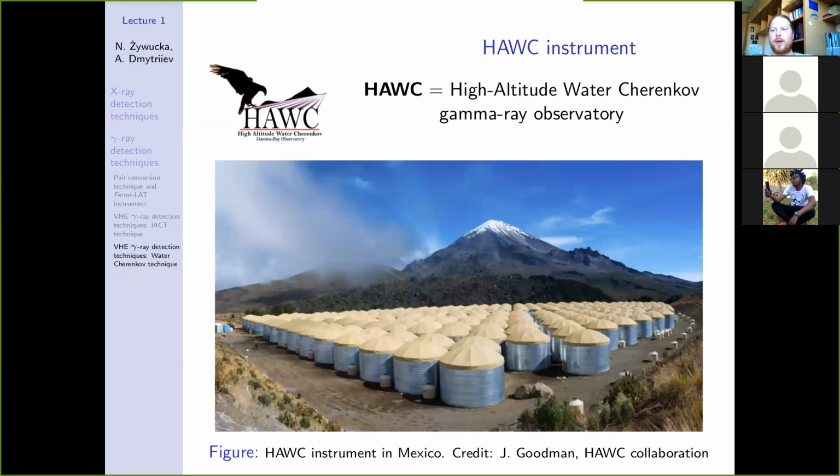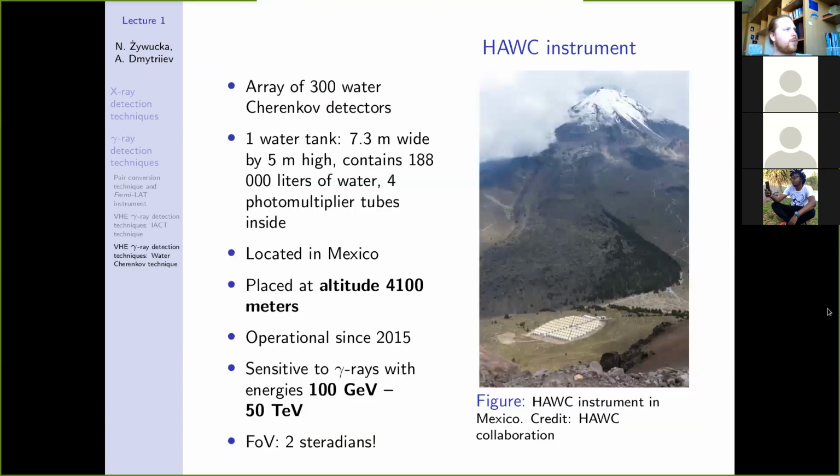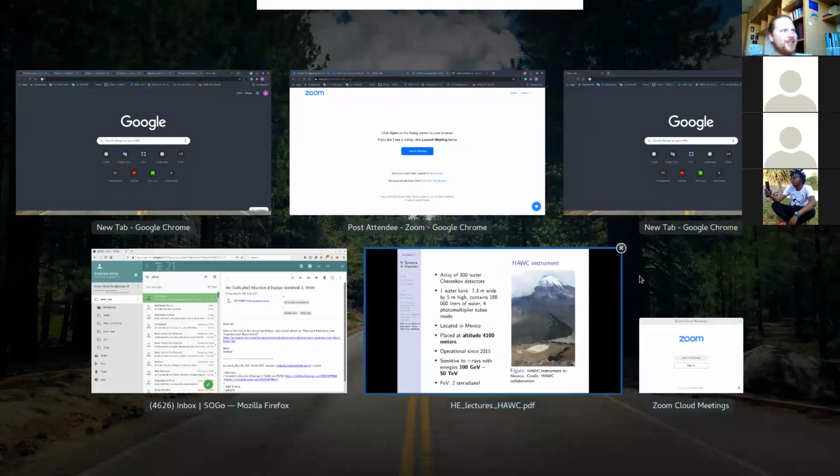An example of a currently operating instrument which is using this technique is HAWC. HAWC is the acronym for High Altitude Water Cherenkov Gamma Ray Observatory. It's a collaboration of US and Mexican institutions, and the array is located in Mexico, high up in the mountains. It's composed of an array of around 300 water tanks. So I guess we can have a look at where HAWC is on the map.